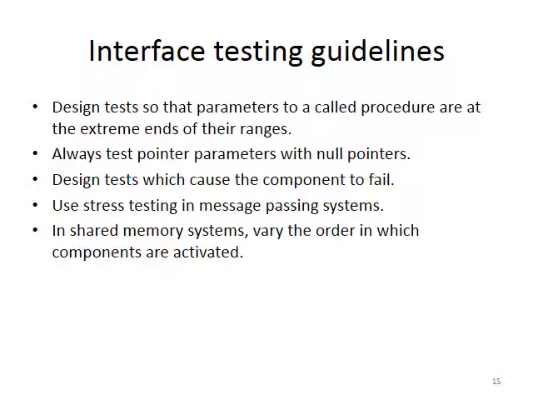While testing interface, the following guidelines need to be followed. First one is design tests so that parameters to a called procedure are at the extreme ends of their ranges. Similar to our partition testing, while passing the parameters, give values such that they are at their extreme end, that is, border values you need to check. Always test pointer parameters with null pointers. If you are working with C, check with the null pointer assignments. Many times many programmers face this issue.